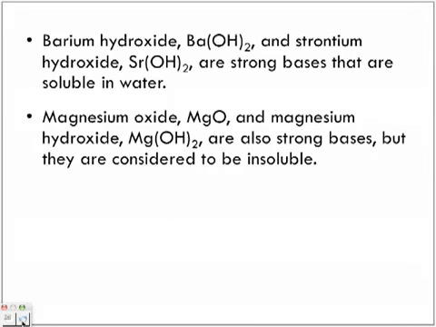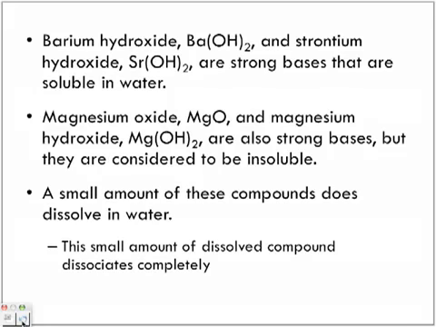Magnesium oxide and magnesium hydroxide are also considered strong bases, but they're actually considered insoluble in water, but they're still considered strong bases. A small amount of these compounds do dissolve. Remember we said, even though something is insoluble in water, there is still a very tiny percentage that actually does dissolve in water. And that tiny percentage is what can dissociate. When those few little molecules dissolve in water, they will dissociate completely in water.